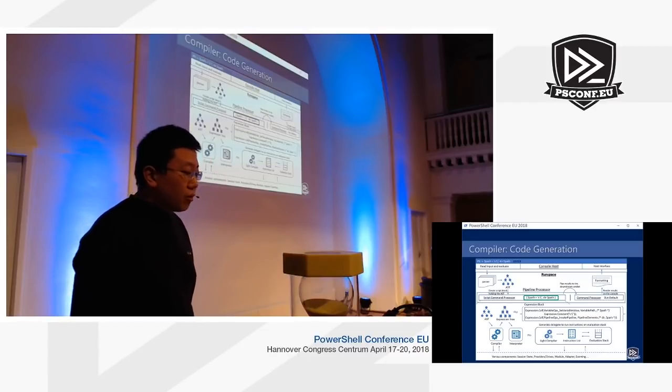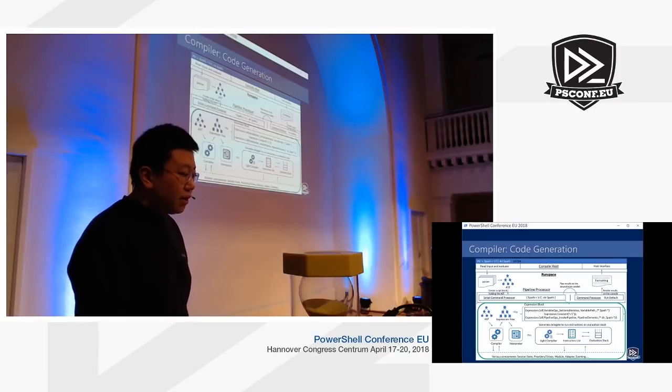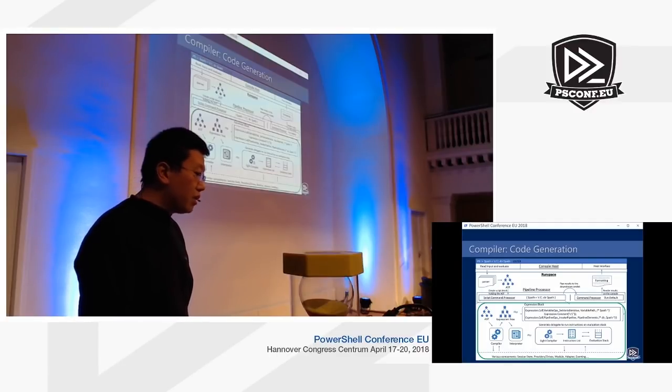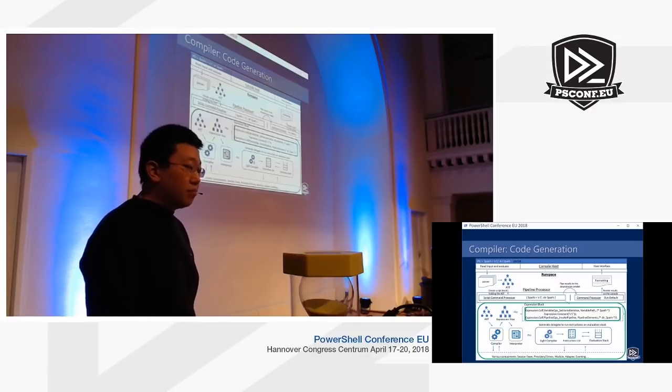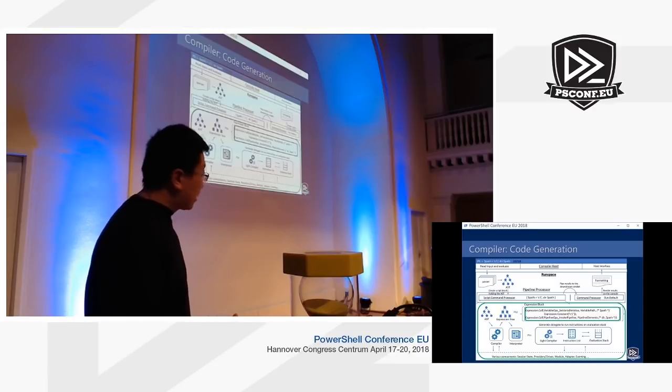Now let's explore how a script gets to run behind the scenes. In order to execute the script block, it needs to be compiled first. Given an abstract syntax tree, the PowerShell compiler will visit every node and generate code for it. The generated code is represented in a linked expression tree. So for our simple script here, the generated expression block will be something like this.